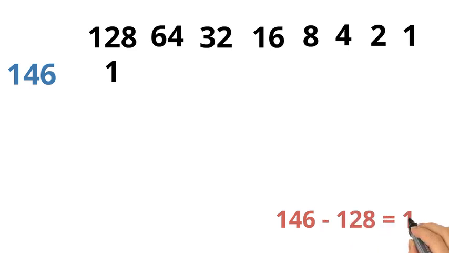Let's do 146. The first thing we need to ask is if 146 is greater than 128. It is, so we will put a 1 in the 128 spot and then subtract 128 from 146, which leaves us with 18. So since we have 18 left, the next question is, is 18 bigger than 64? It's not, so we're going to put a 0 here. Next, is 18 bigger than 32? Again, it's not, so we're going to put a 0 here.